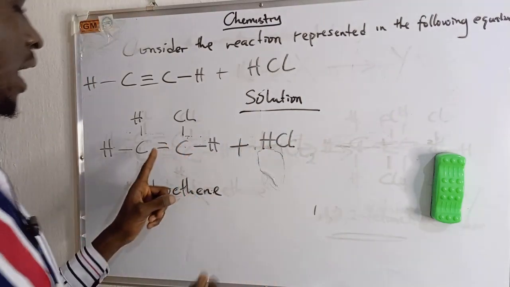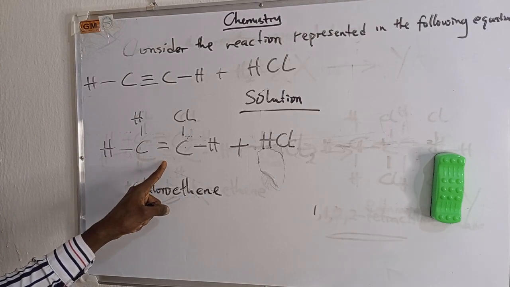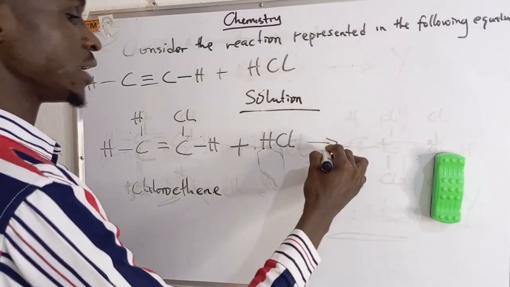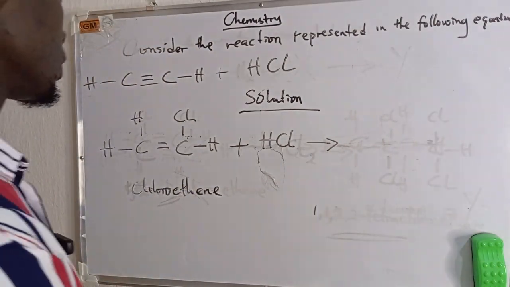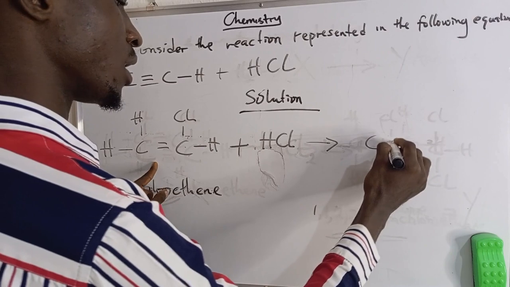Then when you do the second reaction, where also HCl will be added to the chloroethene, this will give rise to the last product, which is a saturated compound. Let's still write what we have here.